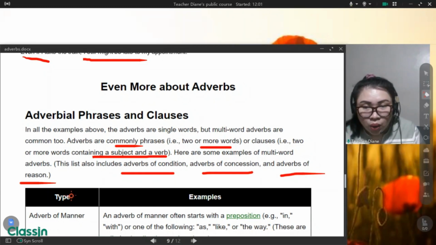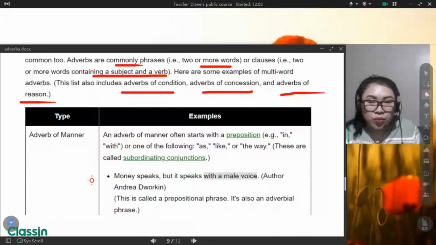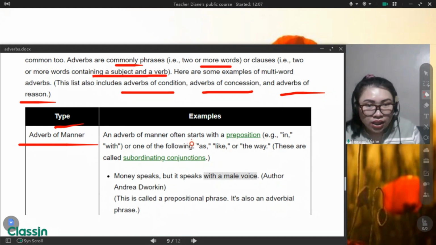So now we're going to start with the type adverb of manner. An adverb of manner often starts with a preposition, for example in or with, or one of the following: as, like, or the way.